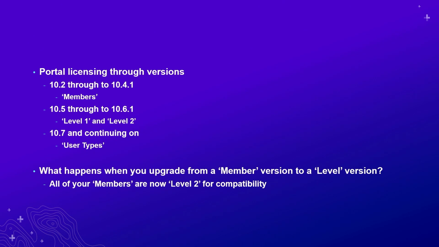From version 10.2 through to 10.4.1, everyone in your portal was considered a member. Then at 10.5, we changed this so you had level 1 and level 2 users in your portal, and this lasted until 10.6.1. At 10.7, we changed to user types. I'm going to get more into what user types mean in a minute. First, what happens when you upgrade from a version where your users are members to a version that has levels? Say going from 10.2 to 10.5, all of your members now become level 2 just for compatibility.